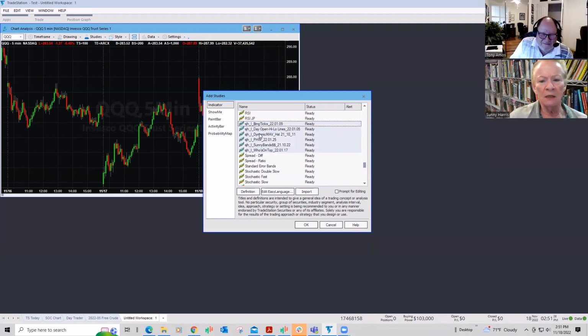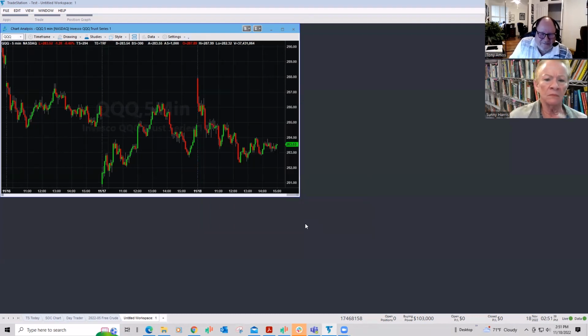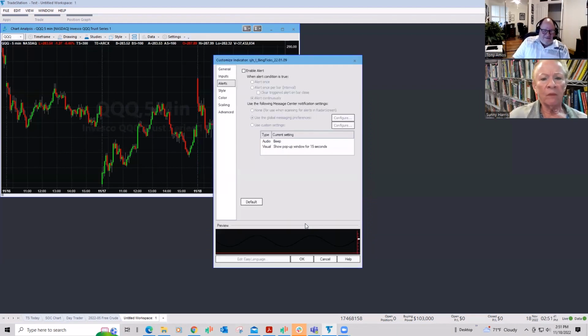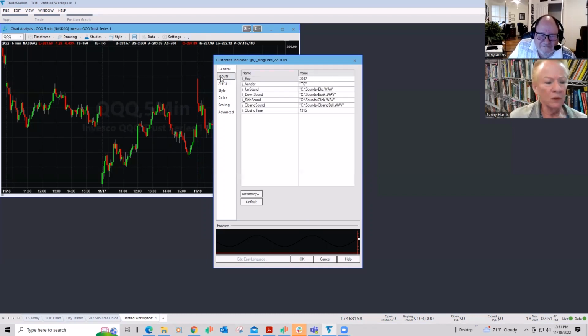Now click the box that says prompt for editing, over to the right of import. There you go. And now say okay. All right, click on inputs. And we're going to put your 10202 in there.